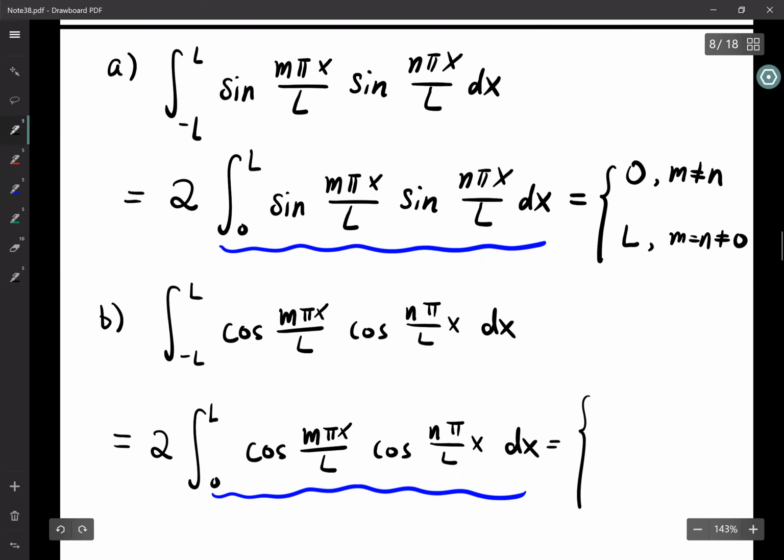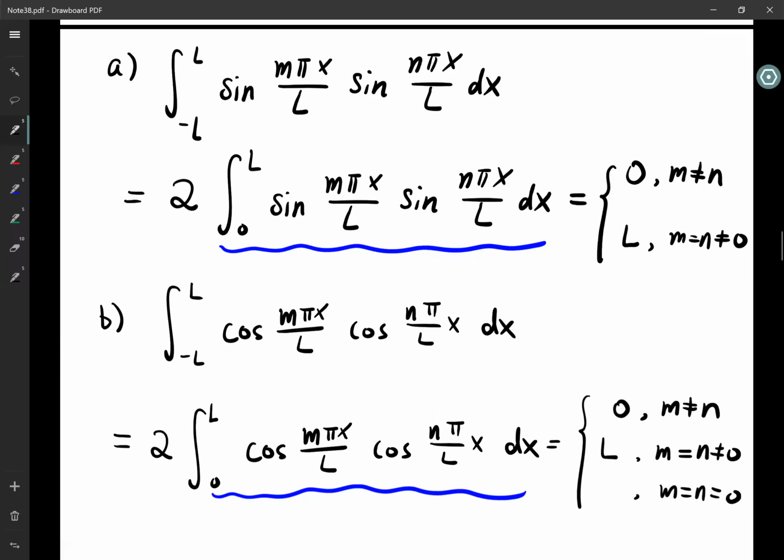So again, if m is not equal to n, they are orthogonal, it should be 0. If m is equal to n, but not 0, then this one is L over 2 times 2. This is L. And finally, if m and n are both equal to 0, this is just L times 2, so this is 2L. Any question?